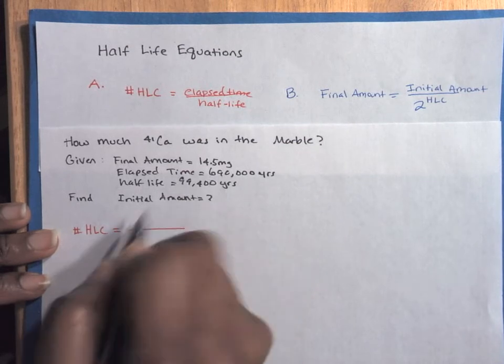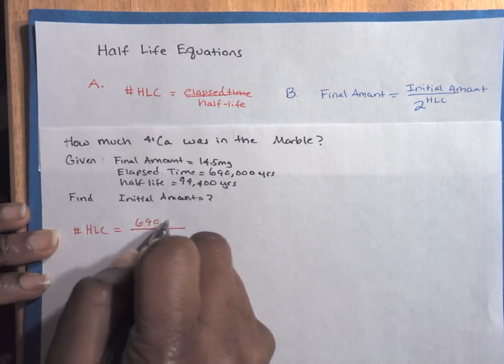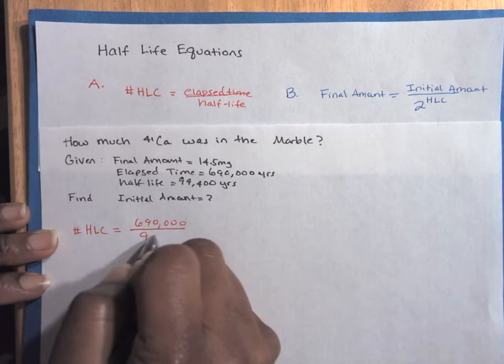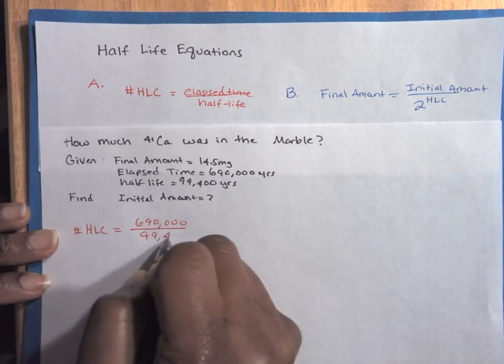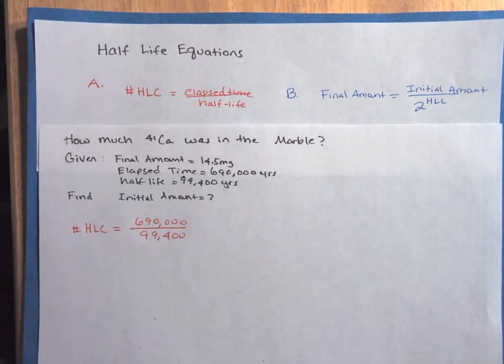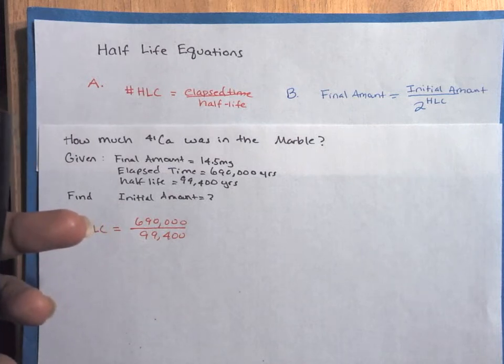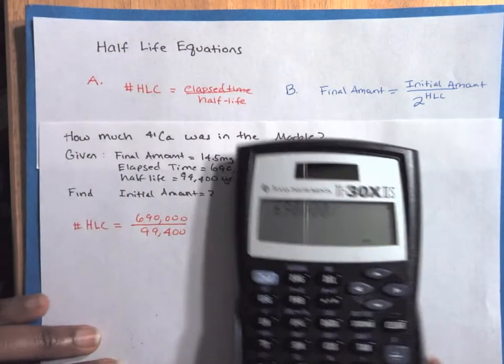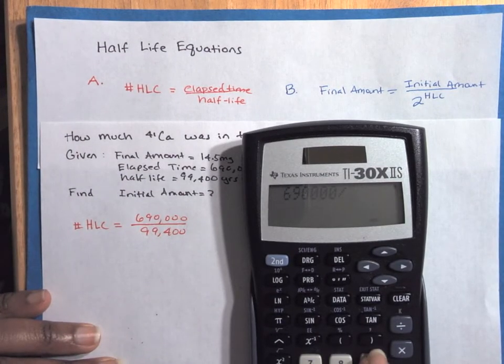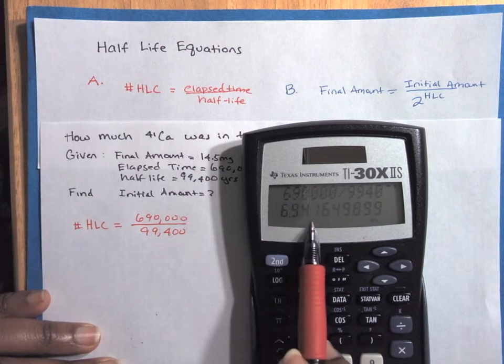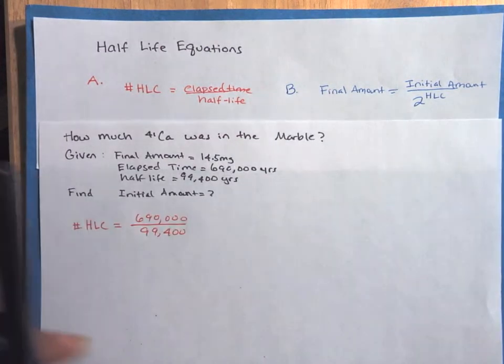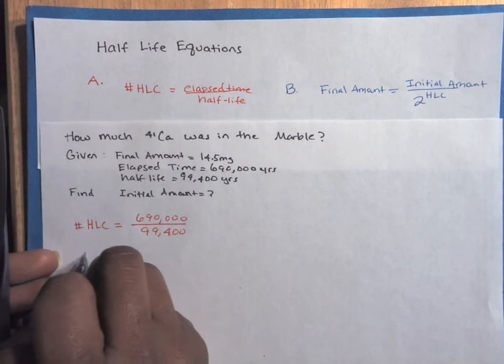So 690,000 is my elapsed time divided by 99,400 as my half-life. And then when I plug that into my handy dandy calculator, I get 6.94 as my number of half-life cycles.